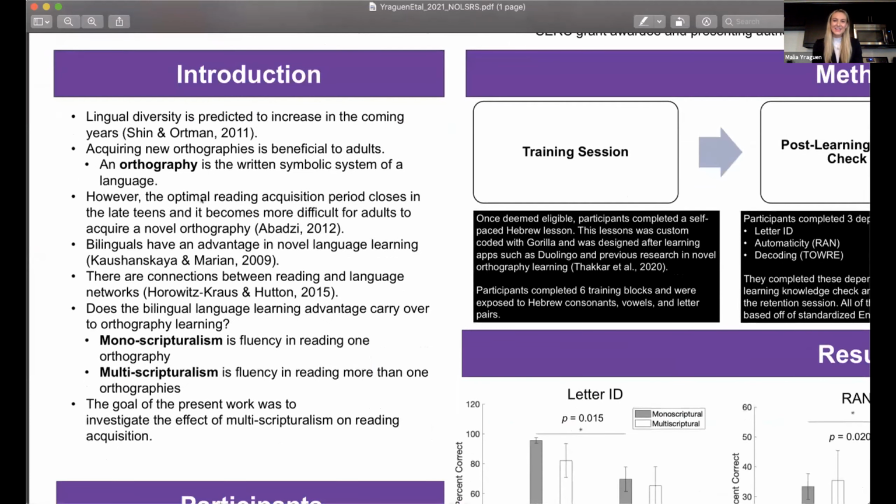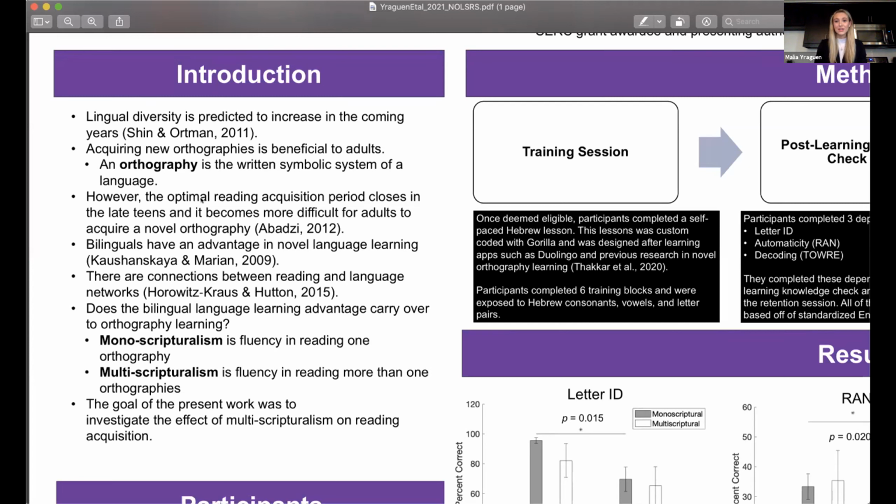Since 1980, the use of a language other than English at home has increased by 148% in the United States. As the United States becomes more linguistically diverse in the coming years, more people will become multi-scriptural, or fluent in multiple print systems. There are many benefits to acquiring additional orthographies, but orthography learning becomes more difficult after the reading acquisition period closes at 18 to 19 years old.